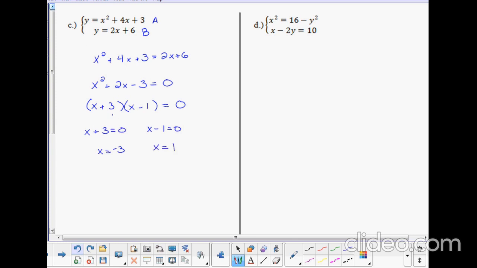Now, I do want to make sure that I get the corresponding y values, so I can substitute these back into equation B. I'm going to substitute into equation B to get y equals 2 times -3 plus 6, which would be -6 plus 6, or 0. So my first point is -3, 0. I'm going to substitute the other one into equation B as well, replacing x with 1 in this case, and I would get 8. So my second solution would be 1, 8.